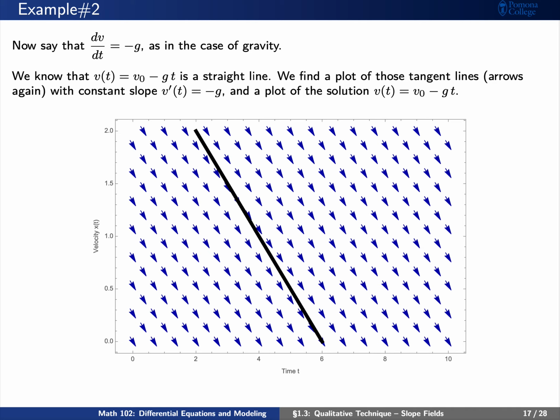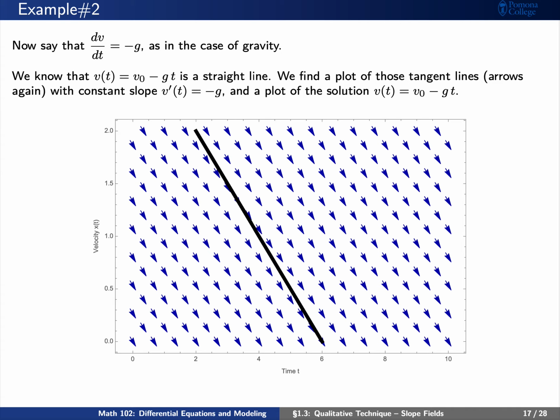Here, just like before, we have arrows that denote the various slopes. At every t comma v, we place an arrow. That is, here in this grid, we have time on the horizontal axis, and we have velocity on the vertical axis. We place an arrow, and the slope of this arrow is dv dt. Because dv dt is a constant, a negative number, negative g, we see that each of these arrows must be pointed in a direction that denotes negative slope.